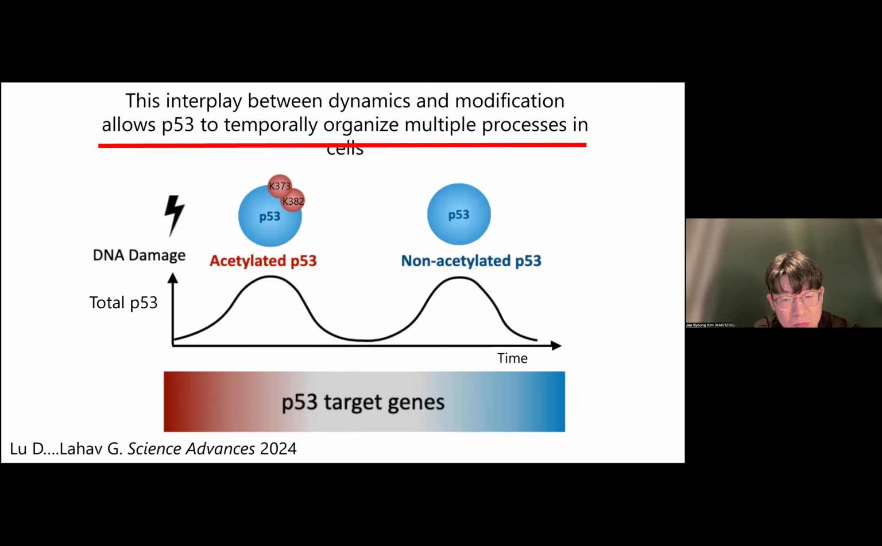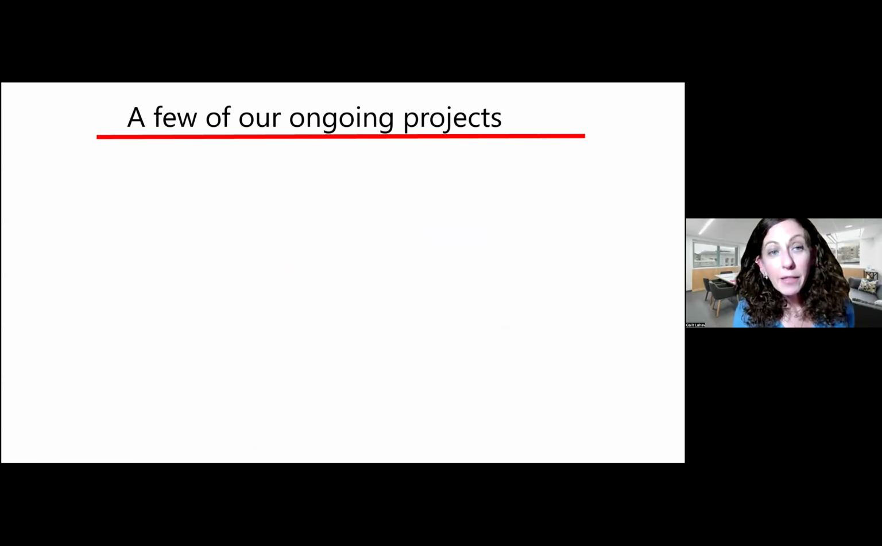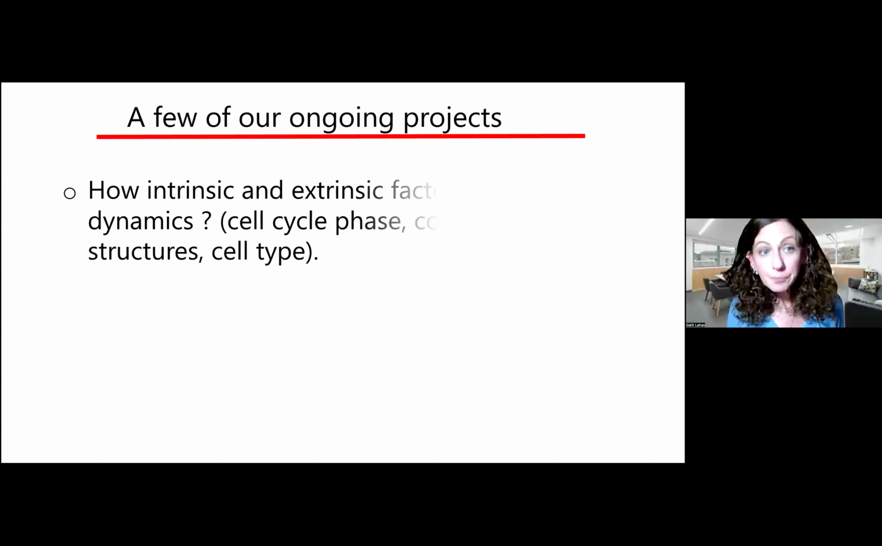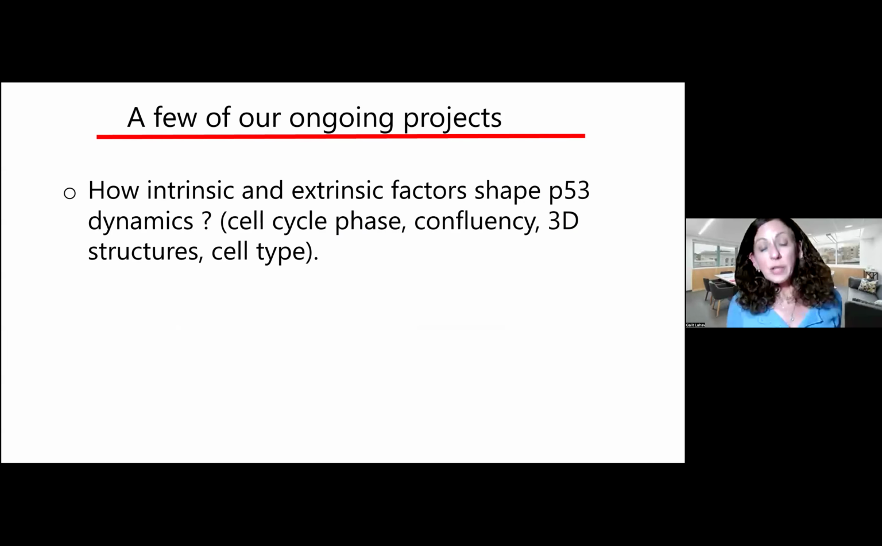So this study just came out at the end of last year. I thought I'd mention maybe two main things that we are thinking about and doing now. One of them is a general question to understand how intrinsic and extrinsic factors shape p53 dynamics. We look at cell cycle phase, confluency, what happens if we grow cells at a higher confluency versus lower confluency, and 3D structures. We work with spheroids. We also look at organoids, intestinal organoids, and look at how cell type impacts p53 dynamics, trying to connect our studies a little bit more with in vivo and with the clinic.